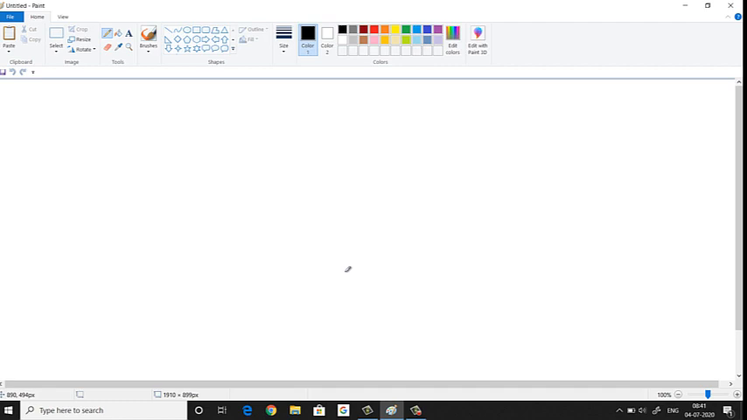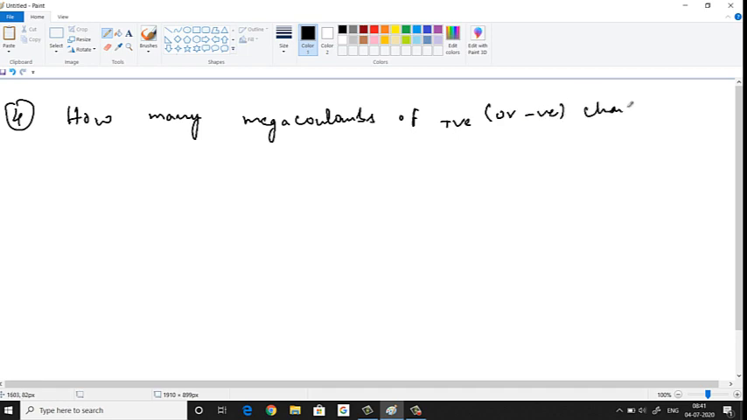So take this question now, try to solve this. So we have a question like this: how many megacoulombs, mega means 10 power 6, how many megacoulombs of positive or negative charge are present in 2 moles of neutral hydrogen gas. Hydrogen gas means what? H2. So how do we solve this?